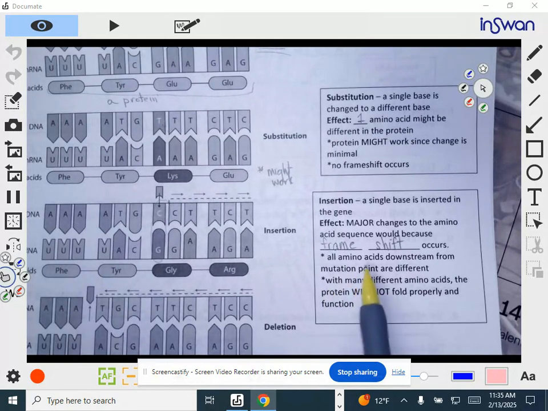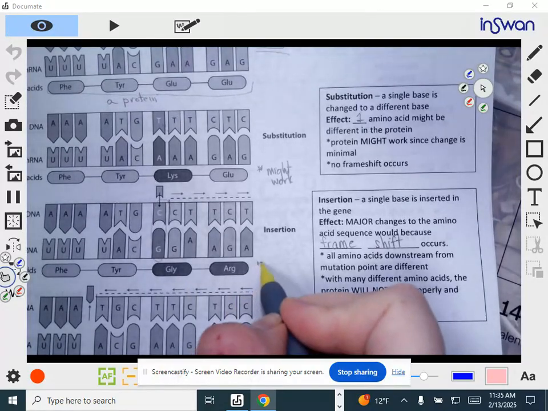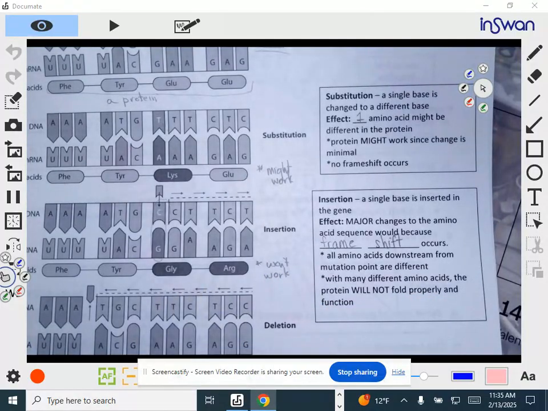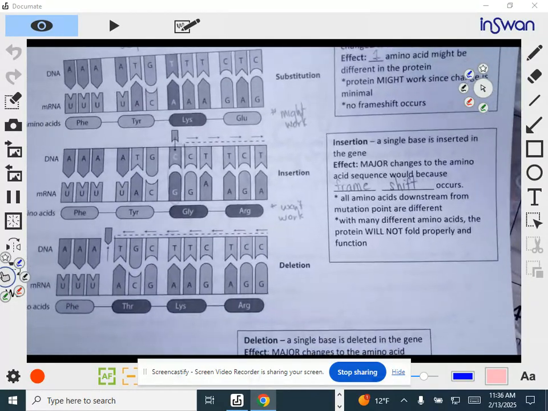So all the amino acids from that point down are going to be different. Our protein won't function. It won't work. If you change a lot of amino acids, the protein isn't going to fold and have the shape that it needs to do a certain job for your cell or your body.